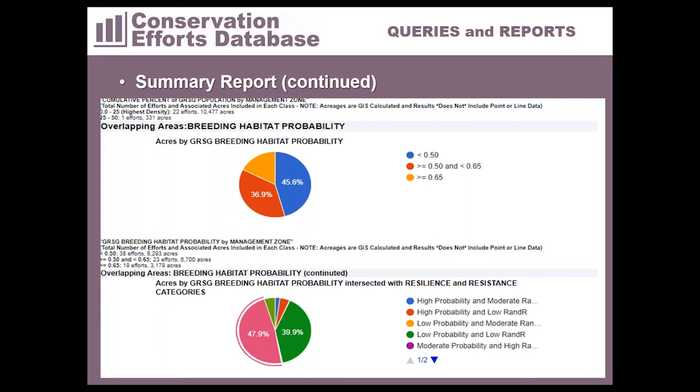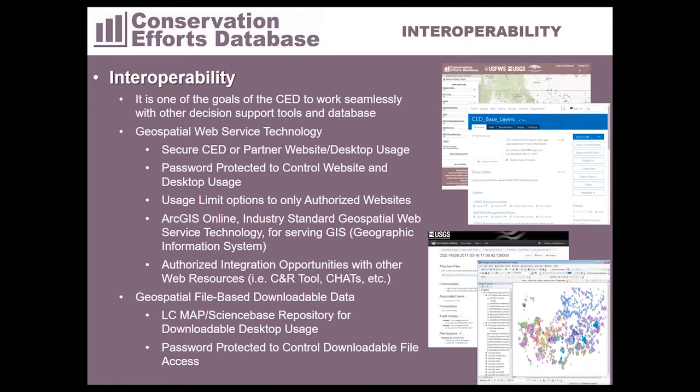Again, going one more graph down. This is a layer pulled from the Science Framework Part 1, which merges that breeding habitat along with the resilience and resistance information. And again, we have another breakdown in terms of the percentage of actions that fall in each of those various tiers. So that's, I guess, a high-level overview of the type of reports that we can generate.